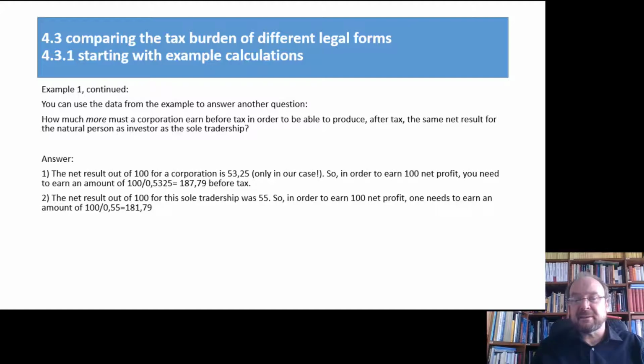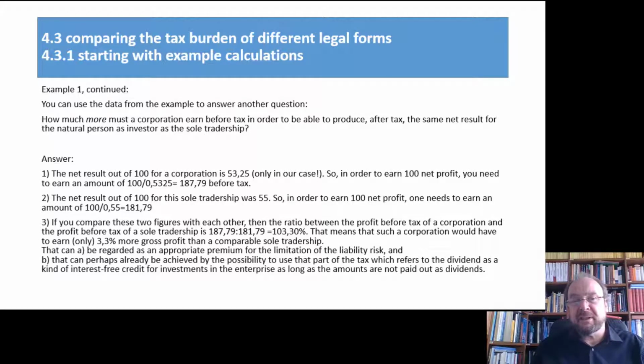The net result out of 100 in case of a sole tradership is, with this particular income tax rate and trade tax rate, an amount of 55. So in order to earn 100 net profit, which are equivalent then by definition to 55% of the unknown gross profit, you can say, okay, let's transform that equation. And then we have 100 divided by 0.55, that's 181.79. And now if you compare that, you need to produce approximately 6 units more before tax in case of a corporation.